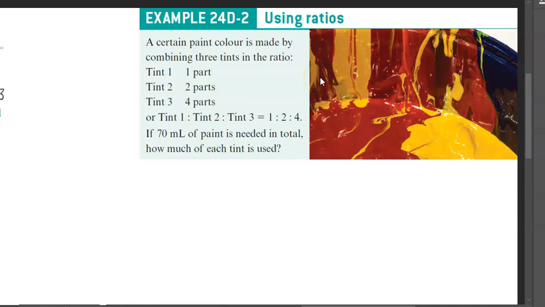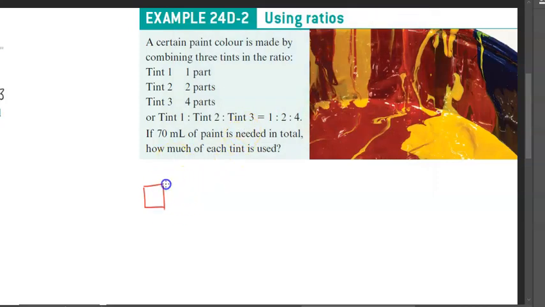And so here is an example that has to do with coloring and paint. A certain paint color is made by combining these 3 tints within this ratio. So 3 tints, Tint 1, 2, and 3, and you can just imagine the tints could be different colors. In this case here, Tint 1 requires 1 part, Tint 2 requires 2 parts, and Tint 3 requires 4 parts. So this is just saying for every one that we have of Tint 1, we'll change the color.